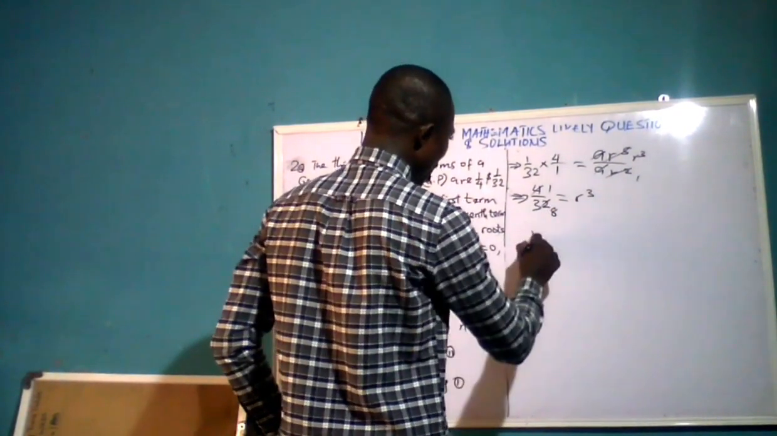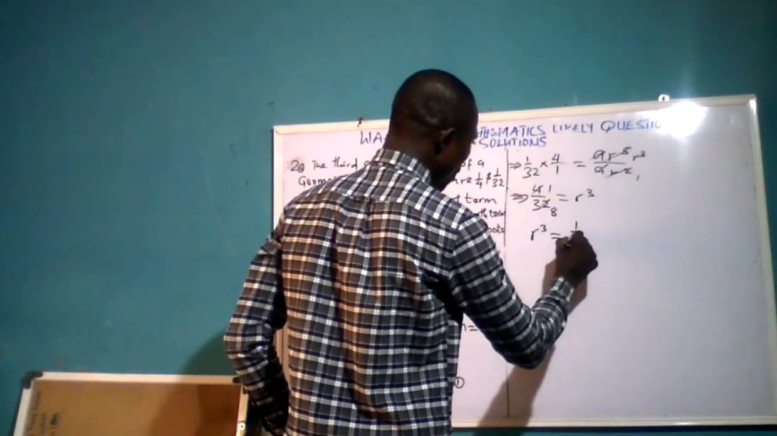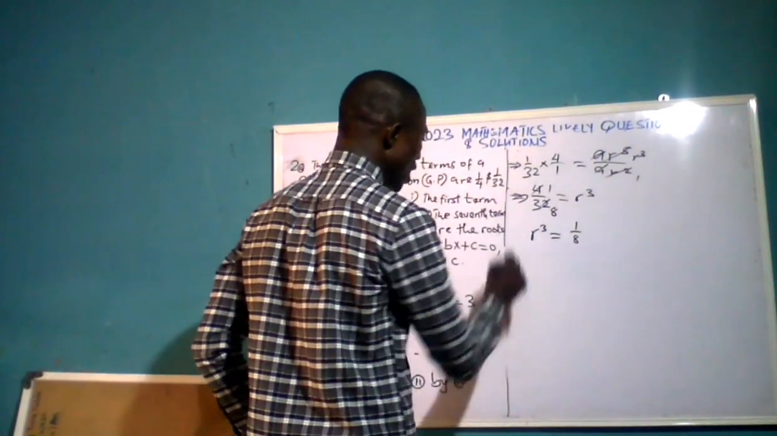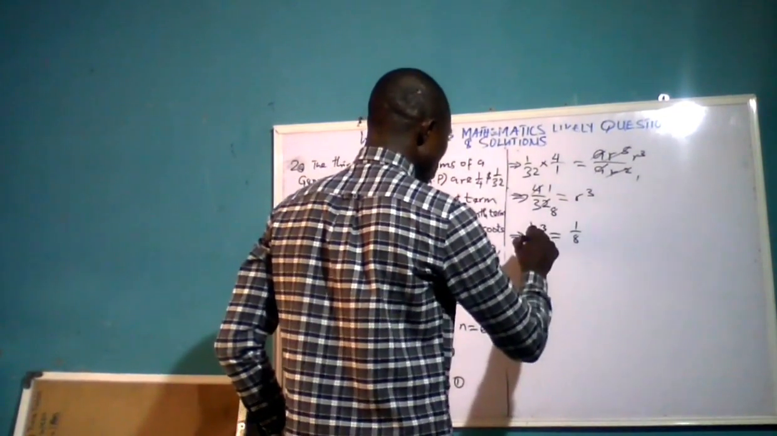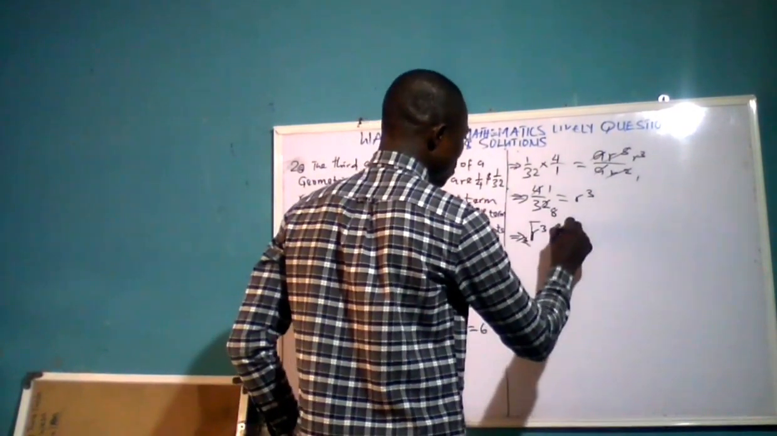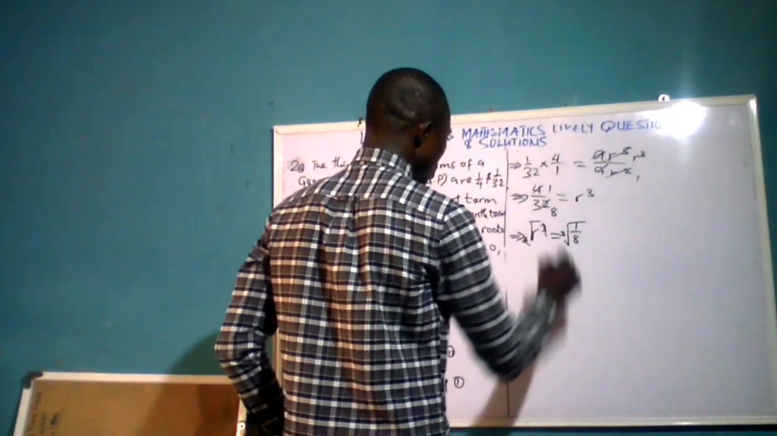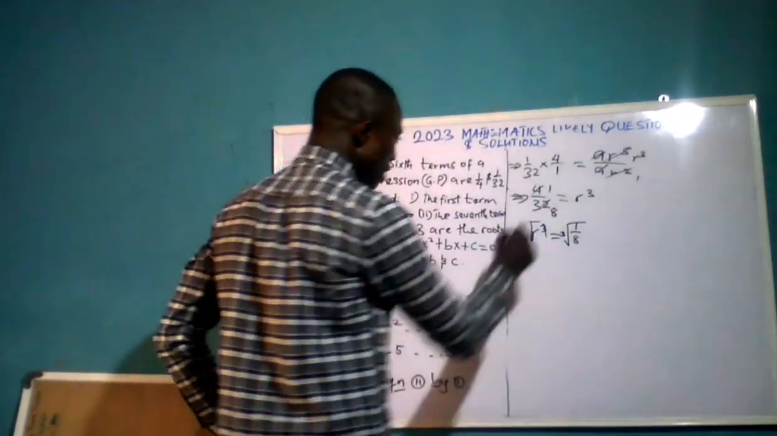So r raised to power 3 is equal to 1 all over 8. But we are looking for r, not r raised to power 3. So you take the cube root of both sides. Okay? And we cancel the cube and cube root.